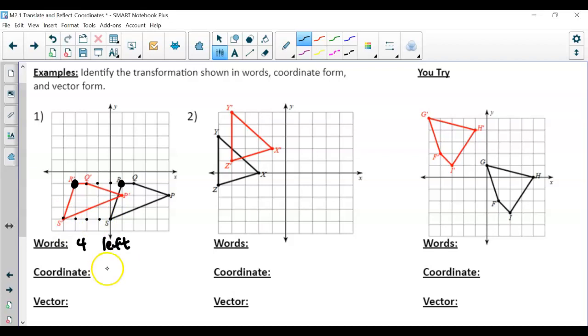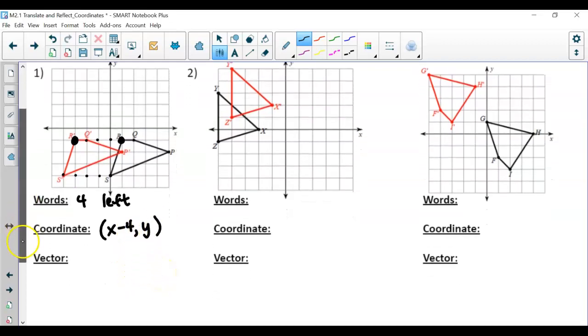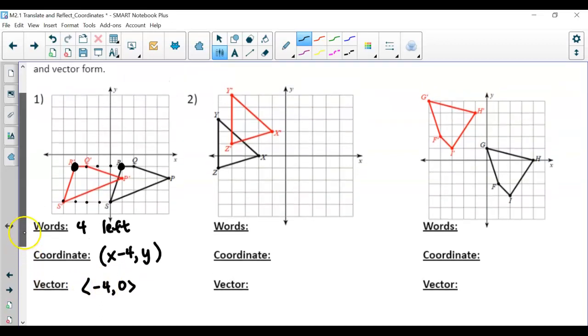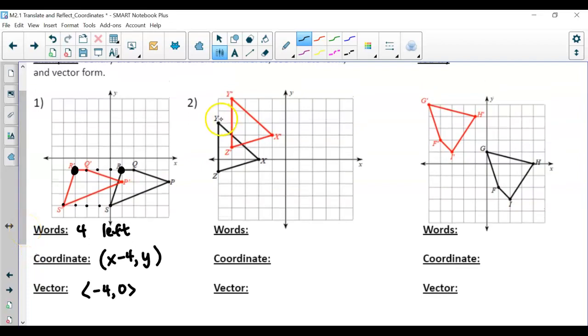So how would this look in coordinate form? Well, we moved along our X and subtracting 4. So X minus 4, and we did not go up or down. So leave Y, which means vector form would be -4, 0. So then number 2, here starting at Y, let's say, we're going up 2, right 1. So 1 to the right and 2 up.